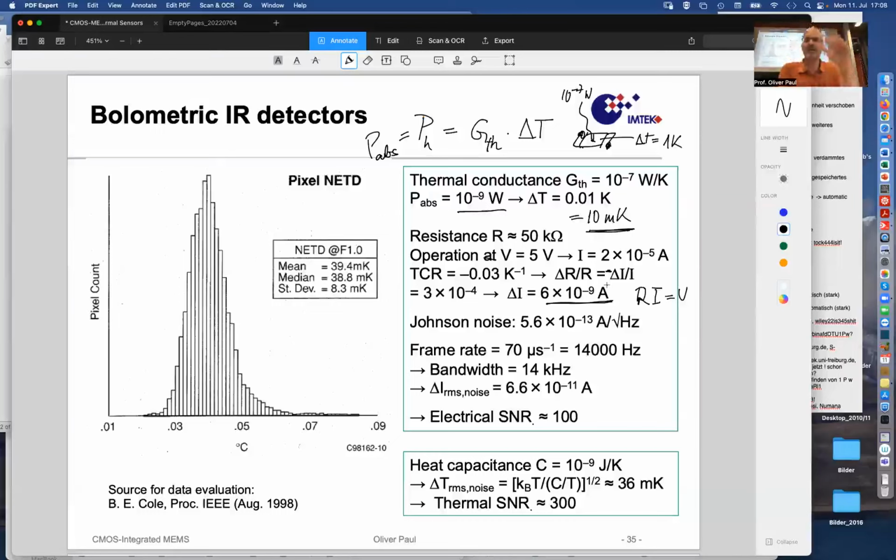We have a baseline of 2 times 10 to the minus 5, and now there's this tiny change that needs to be detected. So the next question is, can this be detected at all? Because this resistor is also a noisy object. It's a noise source. It's a current noise source.